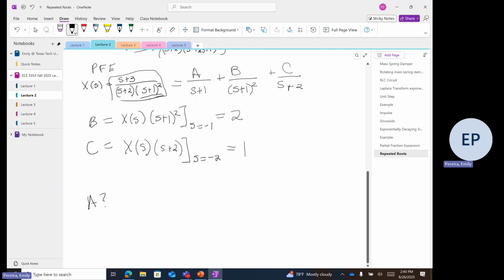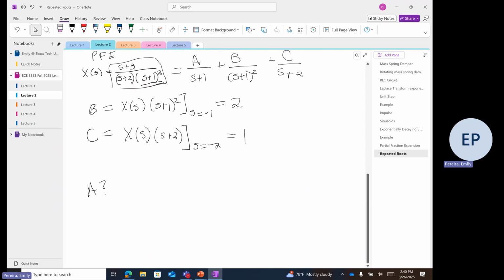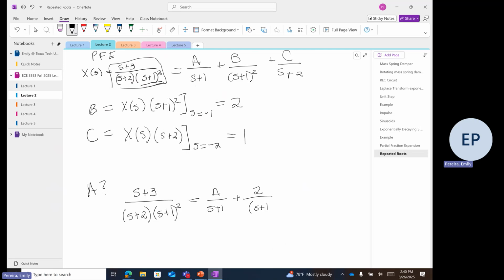So the easiest way to get A is to actually plug in B and C now, and we can solve for A. So we have one unknown and one equation. So this is our left-hand side, s plus 3 divided by s plus 2 times s plus 1 squared, which is equal to A divided by s plus 1, plus 2, because B is 2, divided by s plus 1 squared, plus 1 divided by s plus 2, since C is equal to 1.